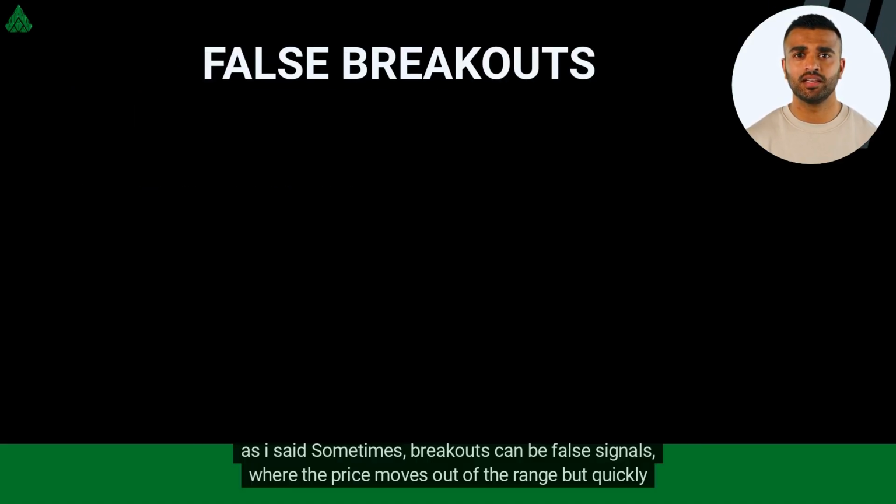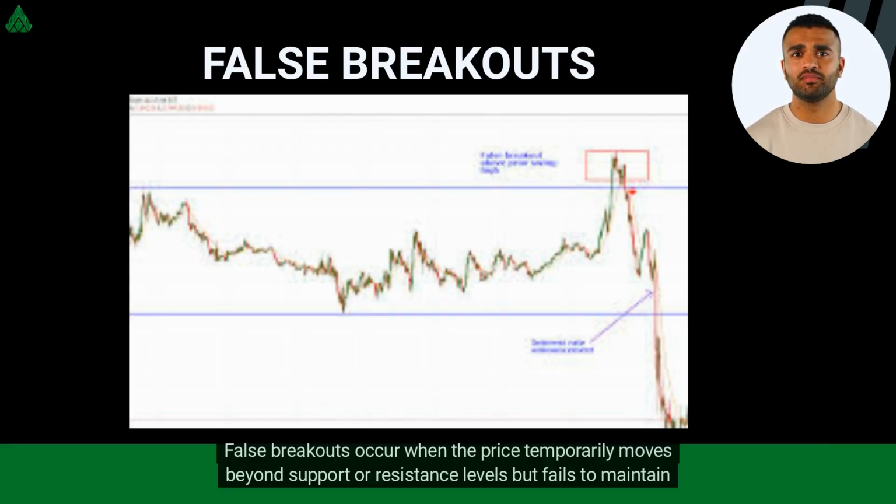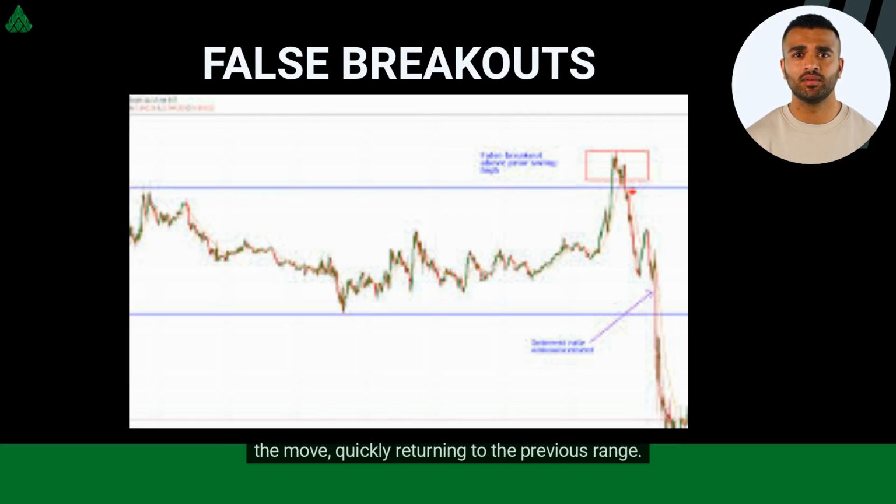As I said, sometimes breakouts can be false signals, where the price moves out of the range but quickly returns. Traders need to use other indicators and confirm the breakout to avoid false signals. False breakouts occur when the price temporarily moves beyond support or resistance levels but fails to maintain the move, quickly returning to the previous range.